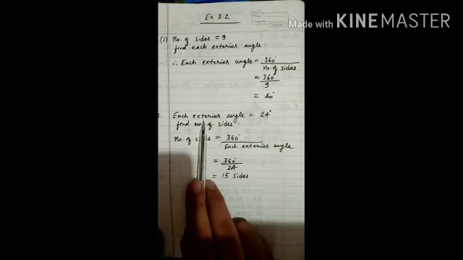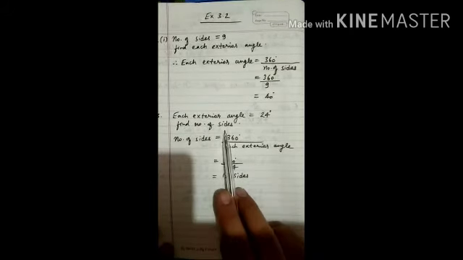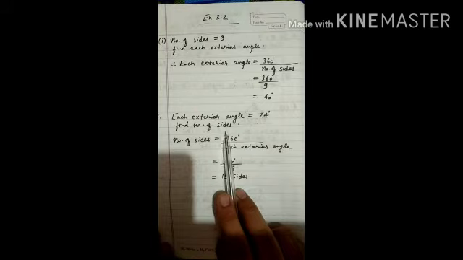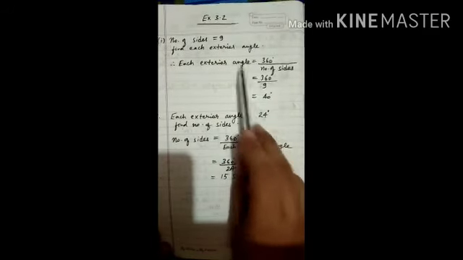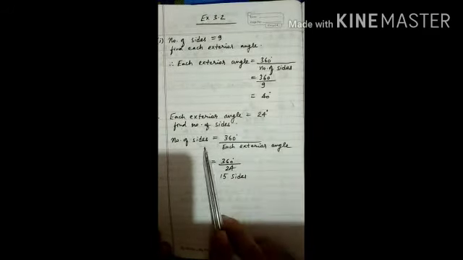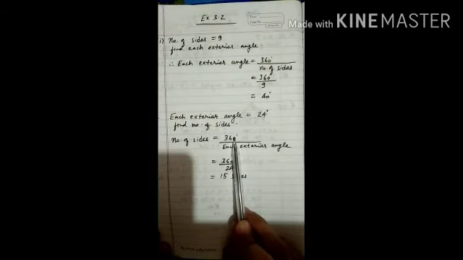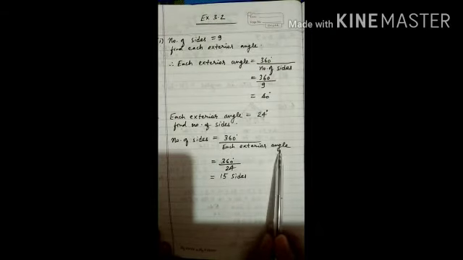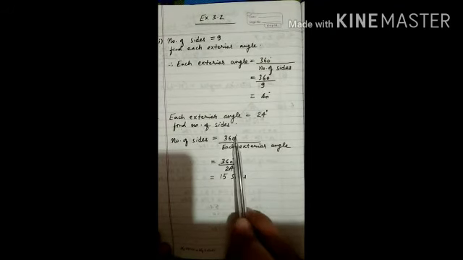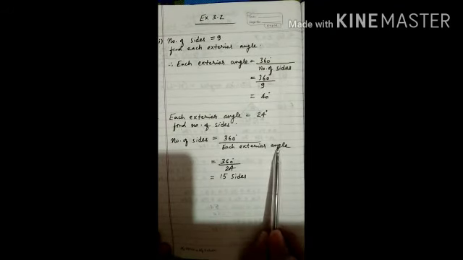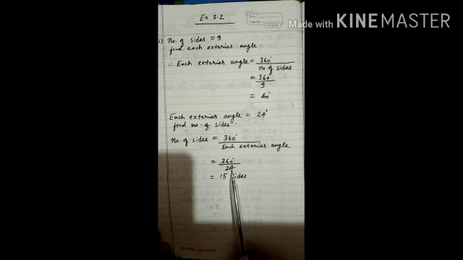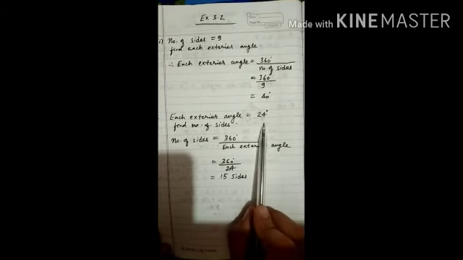Just the reverse of this question. Question number 3. Now here each exterior angle is given as 24. We have to find the number of sides. तो क्या हो जाएगा फॉर्मूले में, एक्सटीरियर एंगल और नंबर ऑफ साइड्स एक दूसरे की प्लेस पर इंटरचेंज हो जाएंगे. Number of sides will be equal to 360 degree divided by each exterior angle. So number of sides equals 360 degree divided by each exterior angle. Each exterior angle is 24. 360 divided by 24 equals 15. So there will be 15 sides in a polygon whose each exterior angle is 24 degree. Thank you.